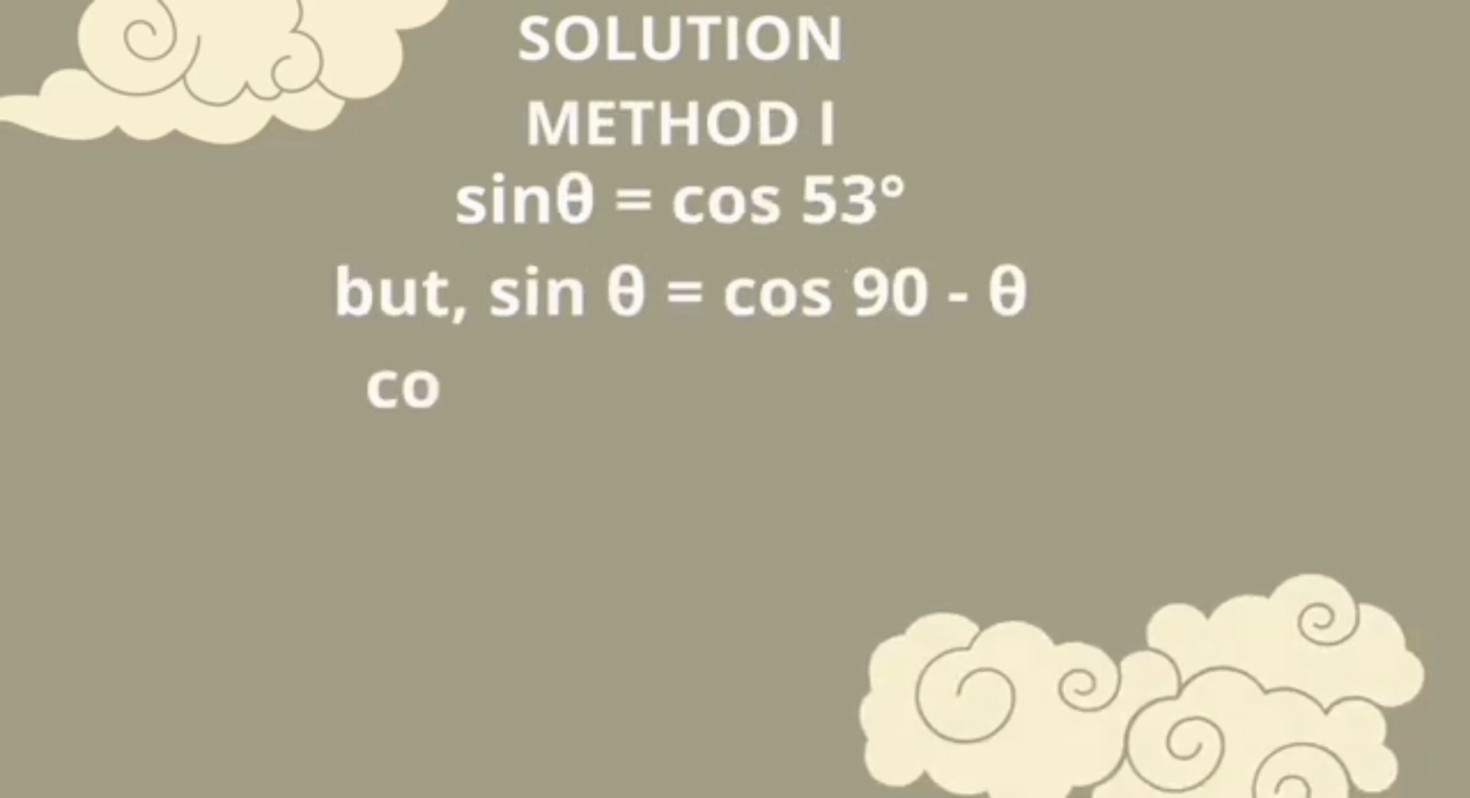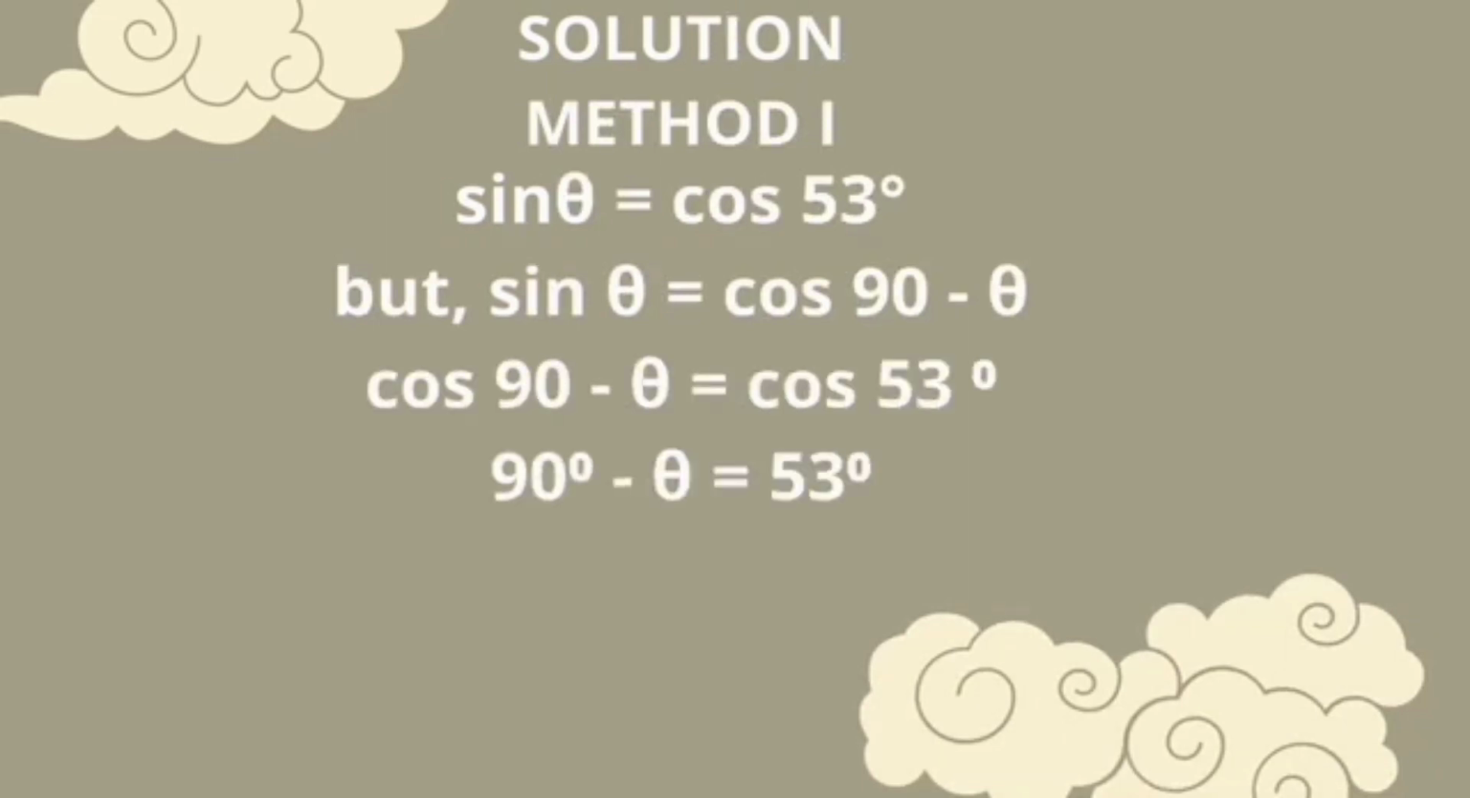Using method 1 to solve the first question, sin theta is equal to cosine 53 degrees. But from the complementary angle equation, sin theta is equal to cosine 90 degrees minus theta. Equating these two equations, we are going to have cosine 90 degrees minus theta is equal to cosine 53 degrees. Cancelling out the cosine symbols and making theta the subject, we are going to have theta is equal to 90 minus 53 degrees, which is 37 degrees.